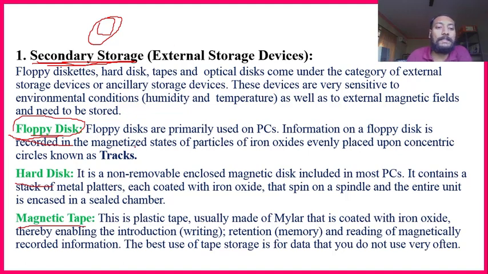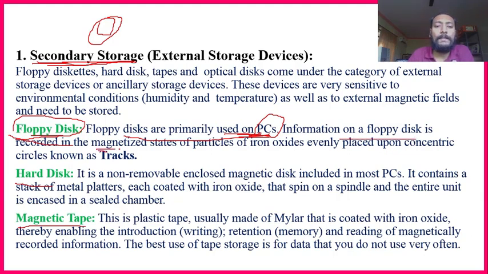That's called floppy disks. Floppy disks are primarily used in PCs, personal computers. If I open my system, my PC, on the right side the system ports will come. I can put my cassette there, put it inside, and run or read those things. That is called the floppy disk. Nowadays it is not there, very rarely used.